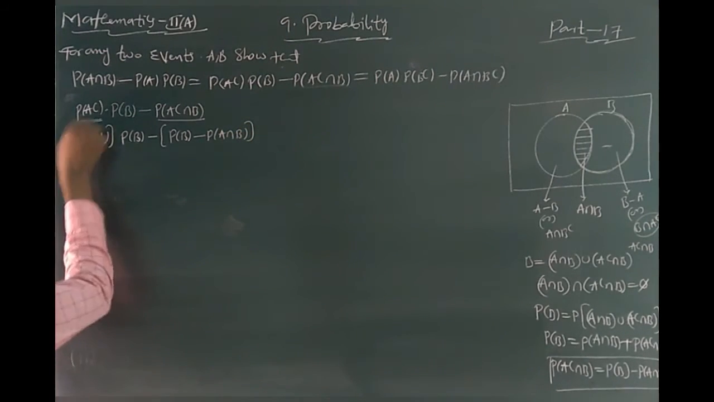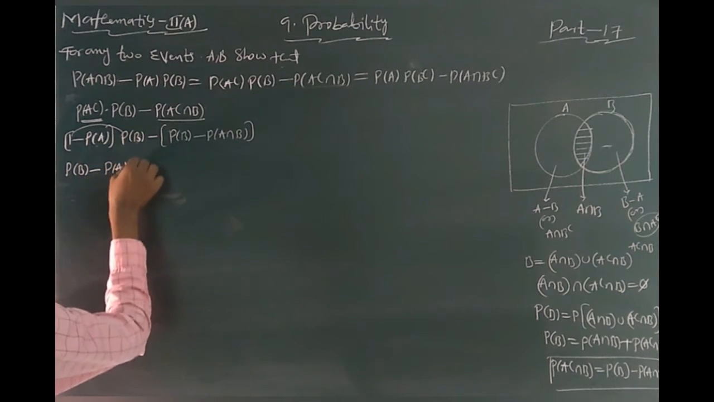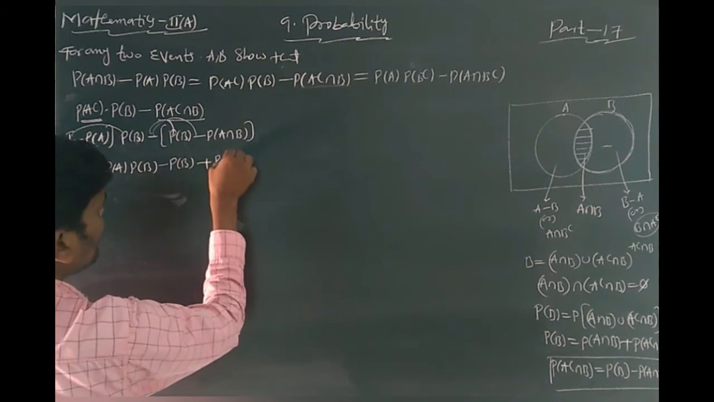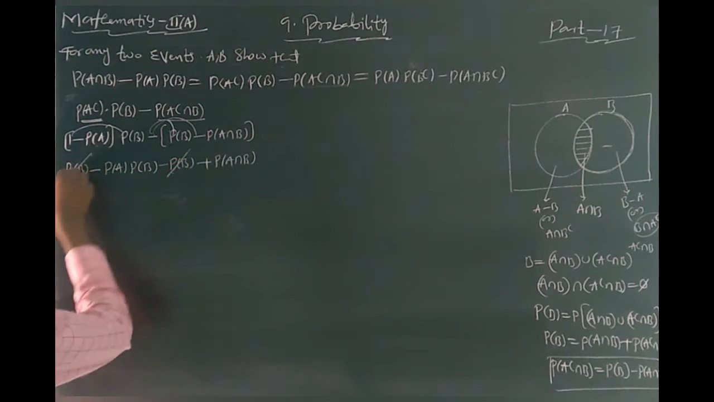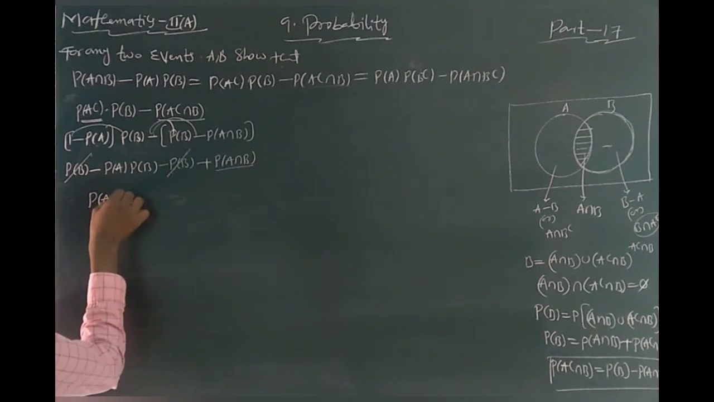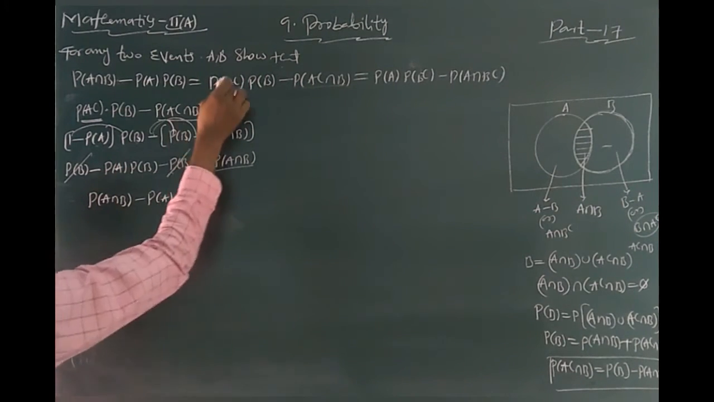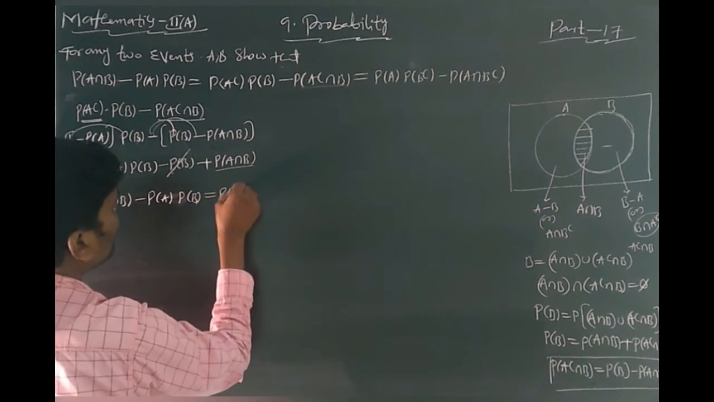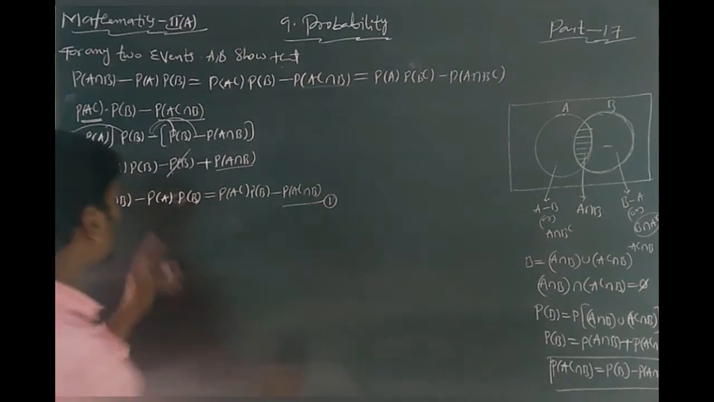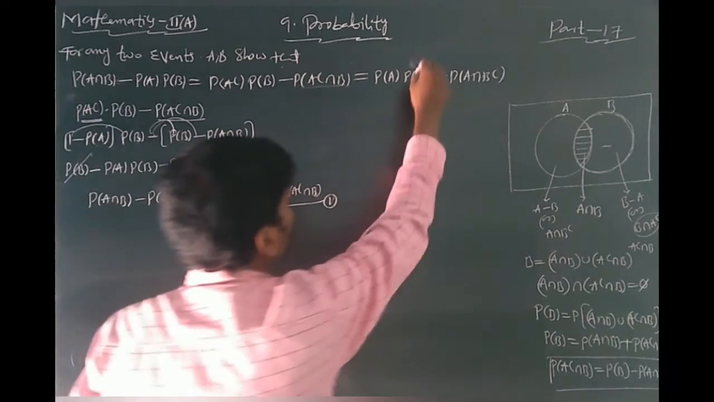After that, 1 into P of B you can write P of B, minus P of A into P of B minus P of A intersection B. Here P of B minus P of B get cancelled. Remaining, P of A intersection B minus P of A into P of B. This is the value of P of A complement into P of B minus P of A complement intersection B. First one is completed.